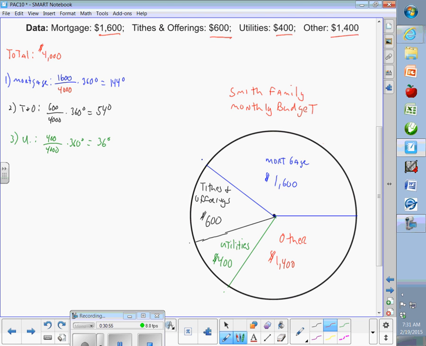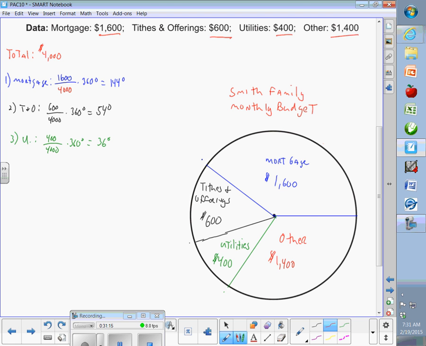Notice we've got a descriptive title. We have properly figured out the number of degrees of each slice of pie. We can look at this and see that clearly the mortgage takes most of the money. Other takes a good amount. Tithes and offerings is that slice. Utilities, the other slice. And there you have it.